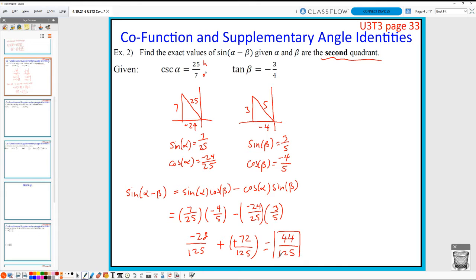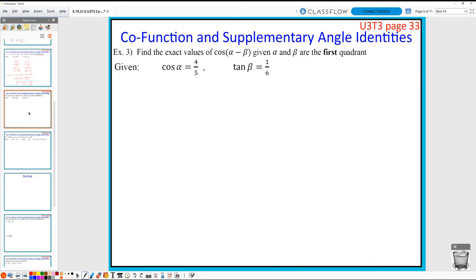Okay. So I hope that makes sense, right? So it's really important to know your previous lesson with the sum and difference of angles. Okay, let's do a couple other ones. This is again first quadrant. So this is a little bit nicer because they're both just in the first quadrant. Nothing crazy going on here.